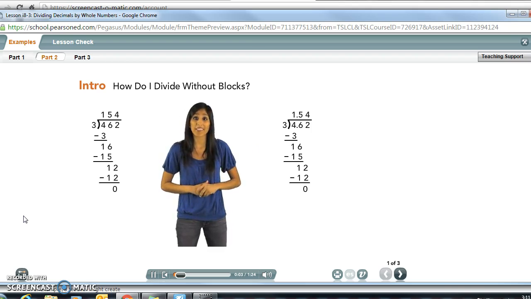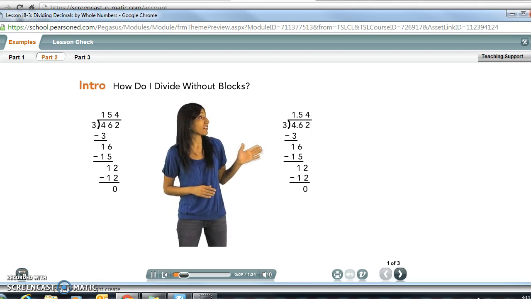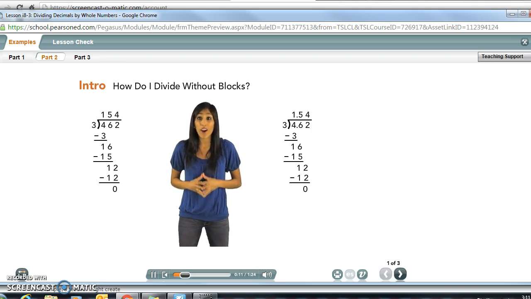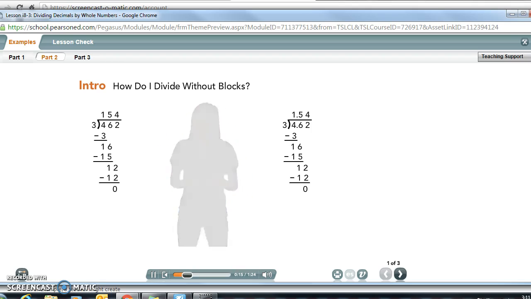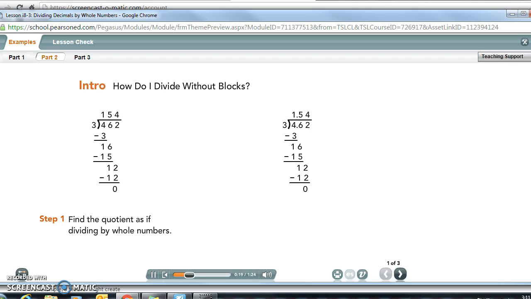You found that 4 and 62 hundredths divided by 3 is 1 and 54 hundredths. Look how much this division is like dividing 462 by 3. You can divide a decimal by a whole number by following these steps. Step 1. Find the quotient as if you were dividing with whole numbers. So I'll go ahead and let you write down step 1. Find the quotient as if you were dividing by whole numbers.